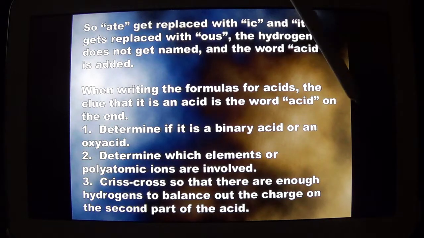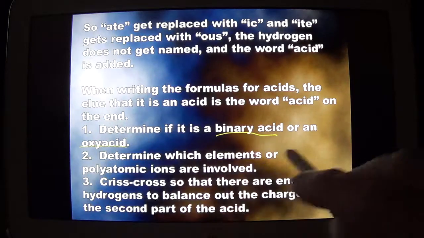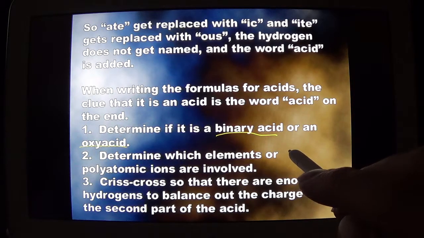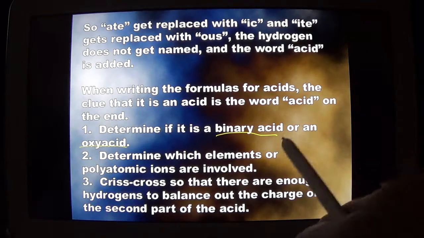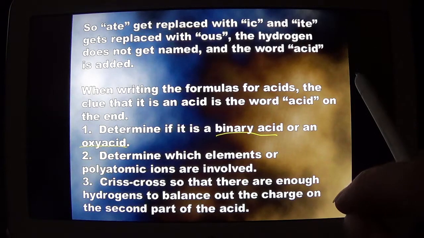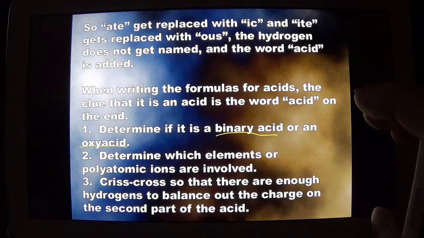To go backwards, we just undo that. First, you want to determine if it's a binary acid or an oxyacid, and you'll know that by whether or not it has the prefix hydro in front. If there is hydro, there is no O. Hydro means no O, no oxygen. Without hydro in the front, but still acid on the end, you know it must be an oxyacid.